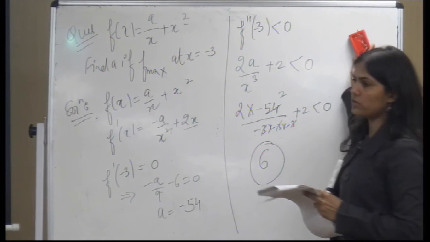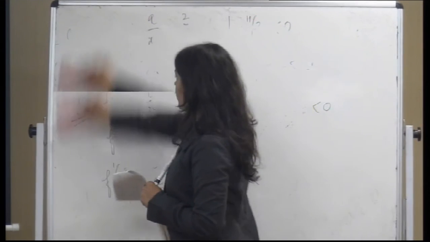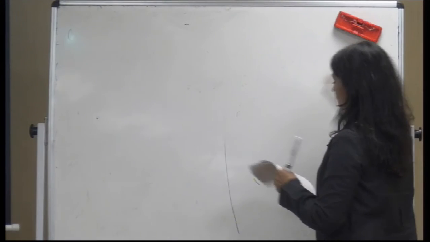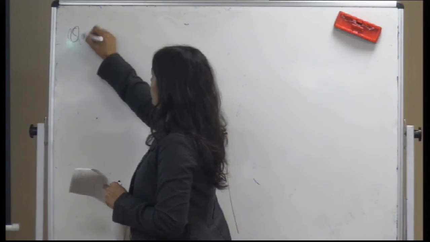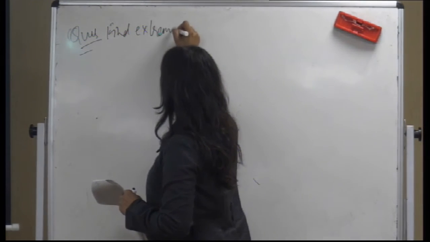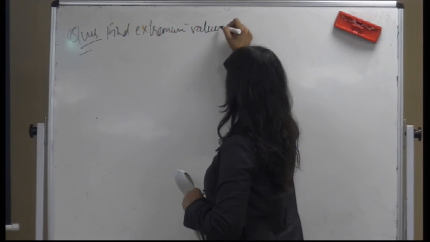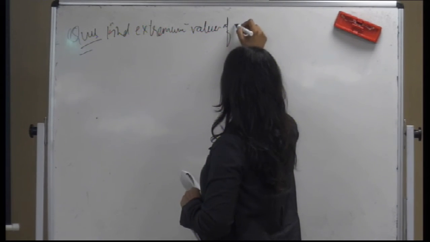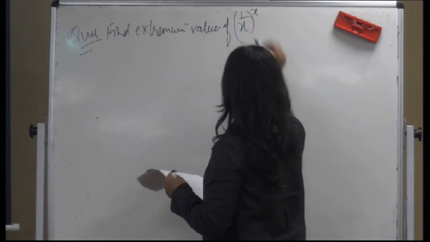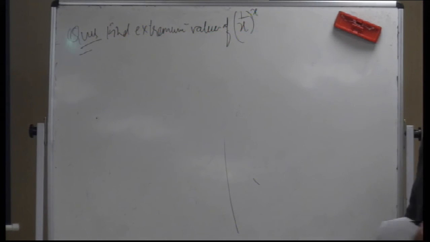Now next question, add up the board. I think this function derivative I want you to do. Find extremum value of x to the power 1 by x to the power x. Most of the things you are doing. You know the derivative of this function, na? Quickly do it and tell me, because derivative I need.